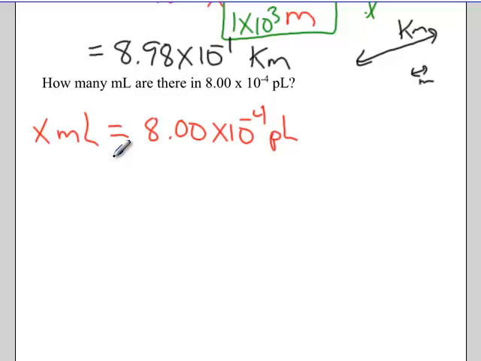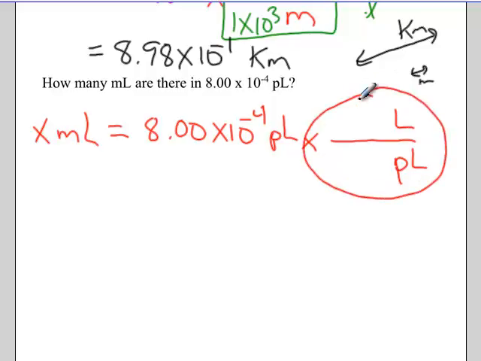So instead of just one step, this is going to take us 2 steps. We have the prefix, the known prefix is picoliter. So we're going to put a times sign on the line. What you never want to do is try to change one prefix into another in one step. Instead, go back to the base unit. The base unit is the unit without the prefix. If you get rid of the prefix p, you have the base unit, which is liters.